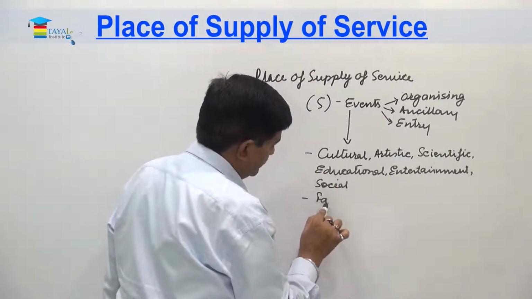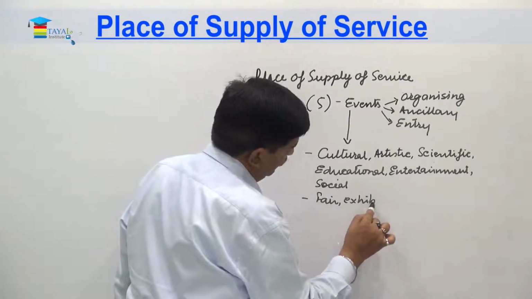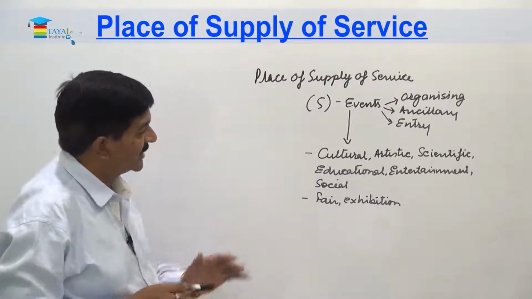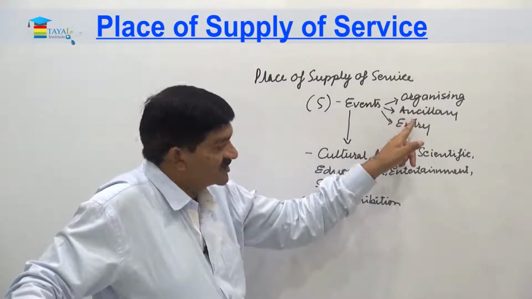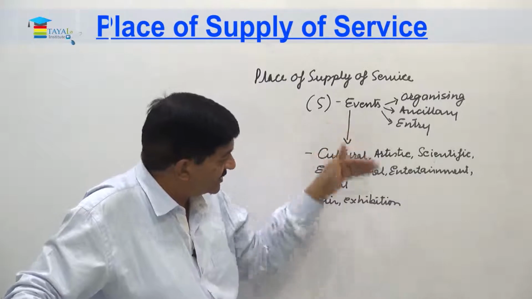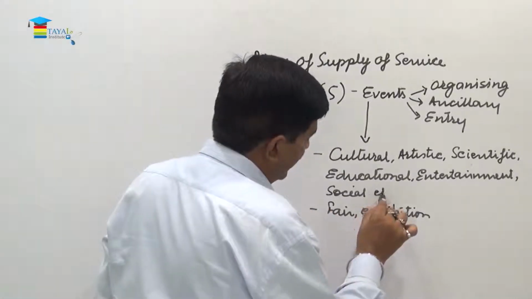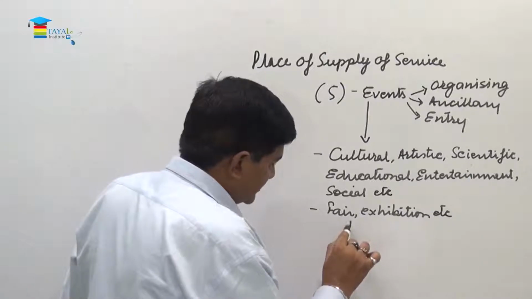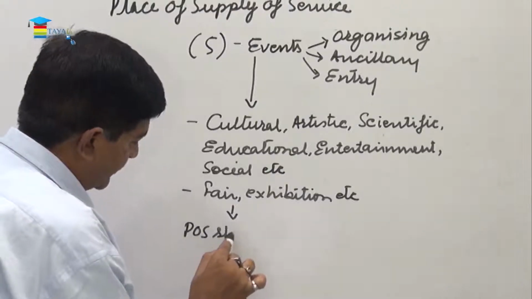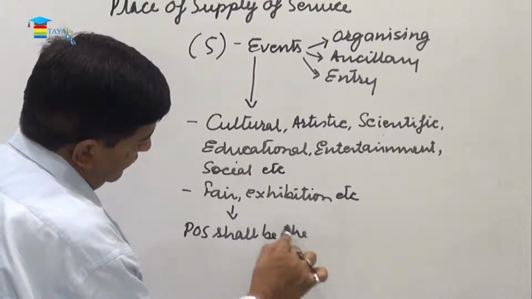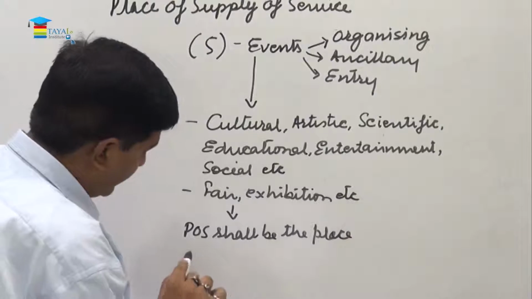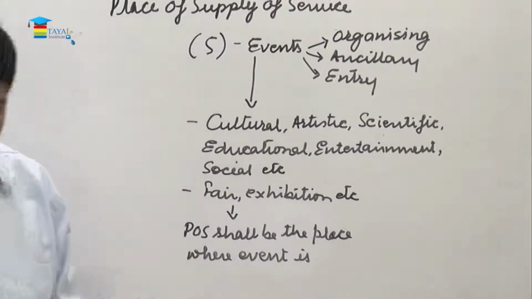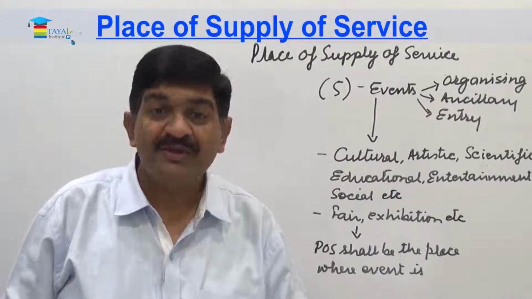These may be fair or exhibition. Whatever type of events are, irrespective of that, and the service is either organizing or the services in relation to organizing or entry in these events, right? In both the places you would add etc., because this is not the end of the list, right? So in all these cases, place of supply shall be the place where event is. So either event is there or event is proposed to be there, right?